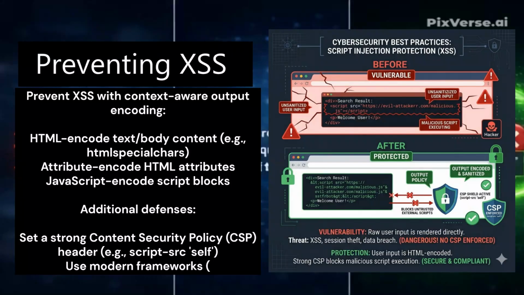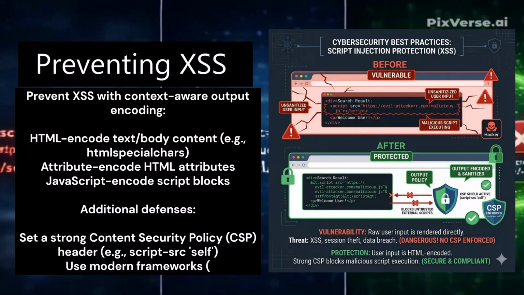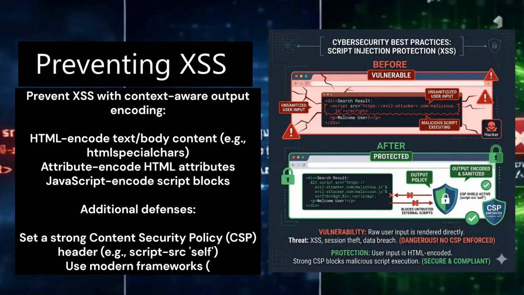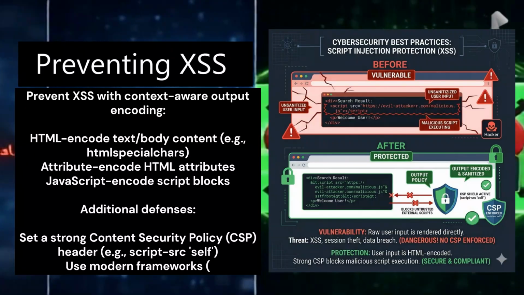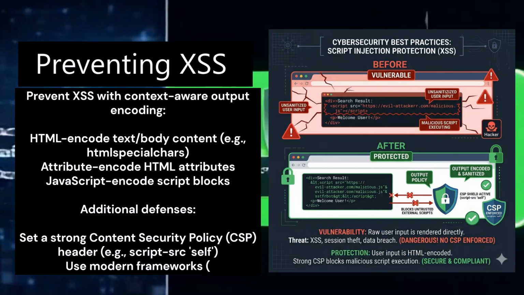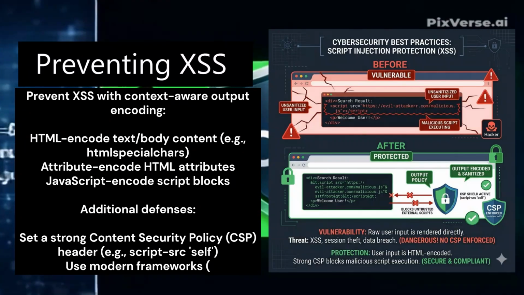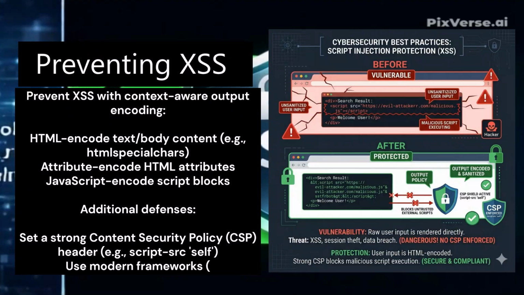To prevent XSS, use context-aware output encoding. HTML encode for body or text content, for example using htmlspecialchars. Attribute encode for HTML attributes. JavaScript encode for script blocks. Implement a strong Content Security Policy, or CSP, header to restrict script sources, for example script-src 'self'. Modern frameworks like React and Angular provide automatic escaping. Avoid dangerous sinks like innerHTML, eval, or document.write with untrusted data.